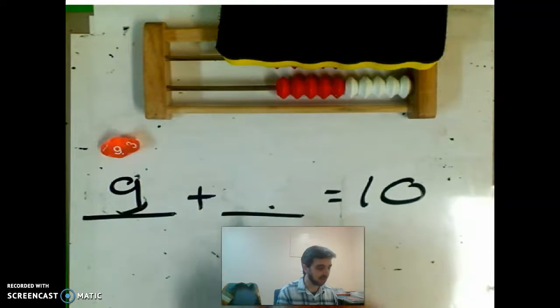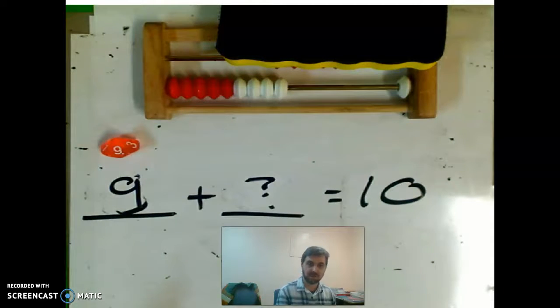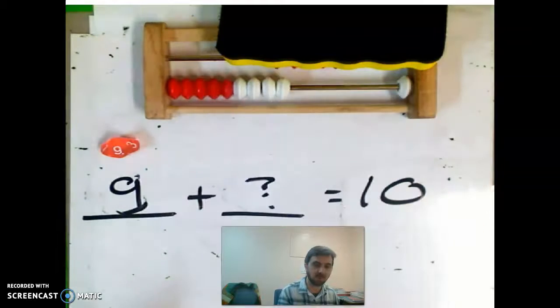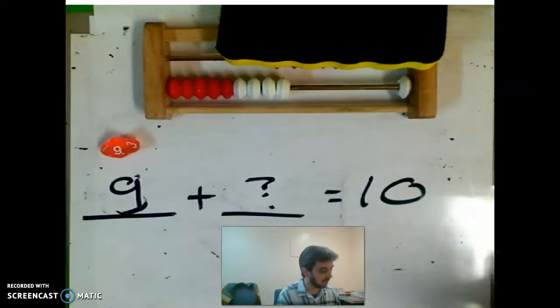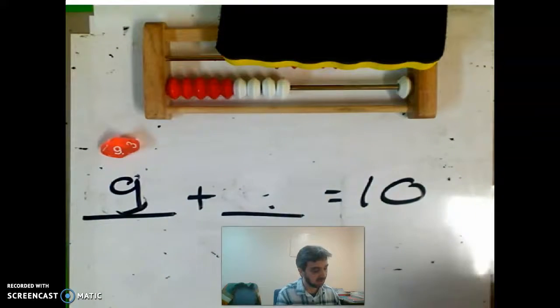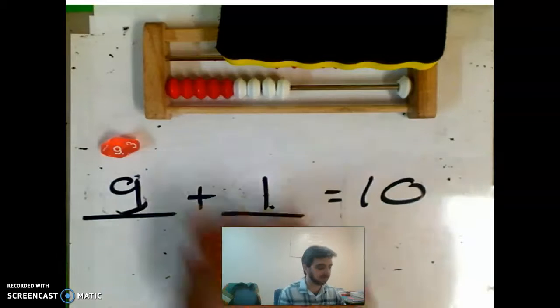So what I'm missing here is this. 9 plus something equals 10. So I count off 9, right? And I can see that 9 plus how many more? 9 plus 1, right? Okay, so I'm going to erase my question mark, and I'll write down 1. Okay? All right, let's try another one.